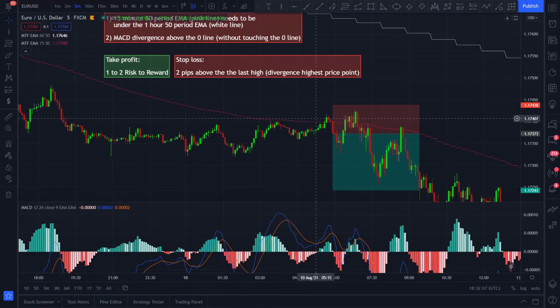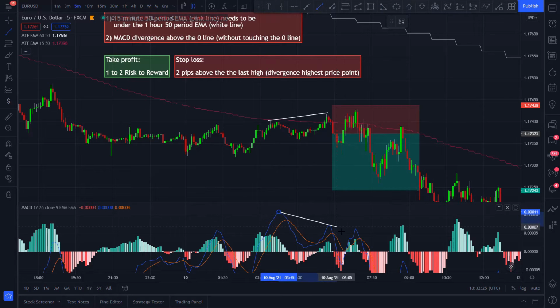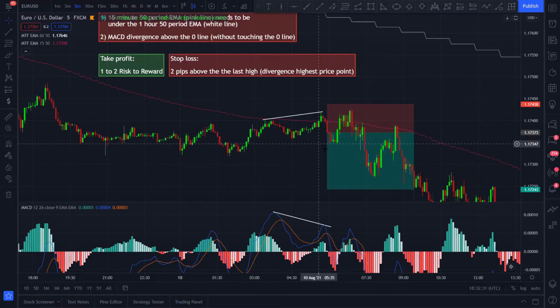You need the price to create a higher high, but you need to see a lower high on the MACD. So I will draw you a line so you can see it better. As you can see, we have a higher high in the price, but we have a lower high on the MACD. Our entry point is going to be the next MACD cross down, and we didn't touch the zero line, so it's a valid entry. The entry point is going to be the next MACD cross down.